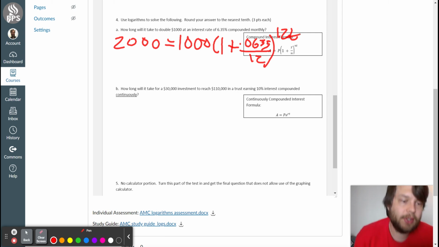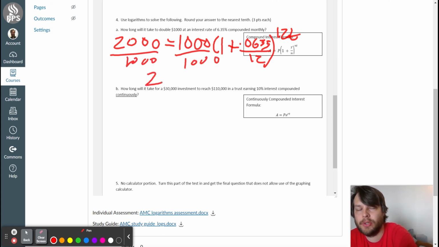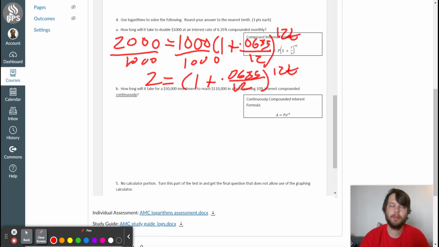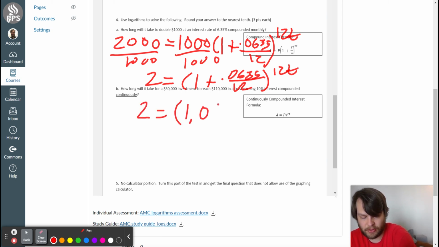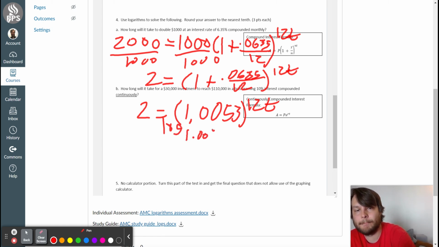Now we're just solving this like we've solved some of the other equations. Divide both sides by 1,000. So we have 2 equals 1 plus 0.0635 over 12, raised to 12t. Next, I'm going to make that base into one number. So if I go 0.0635 divided by 12, add that to 1, I can see that my base is 1.0053. So that's the logarithm I'm going to use. I'm going to use a log with a base of 1.0053, because that will cancel out the exponent. So log base 1.0053.